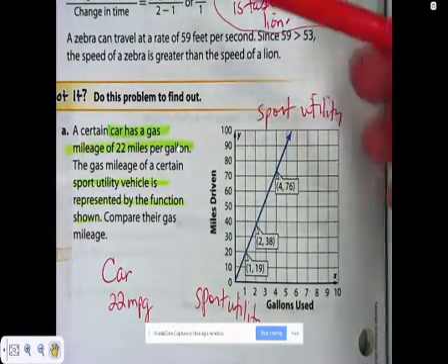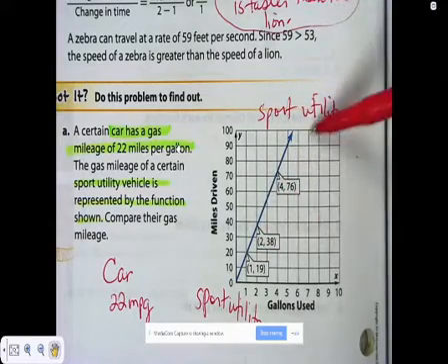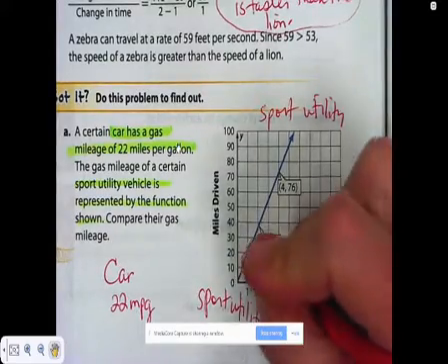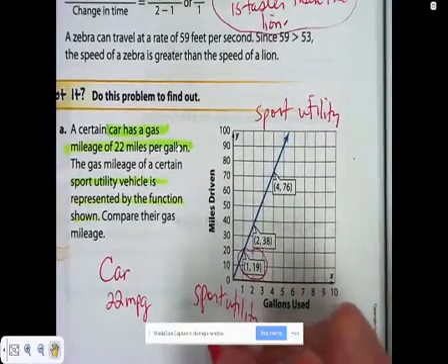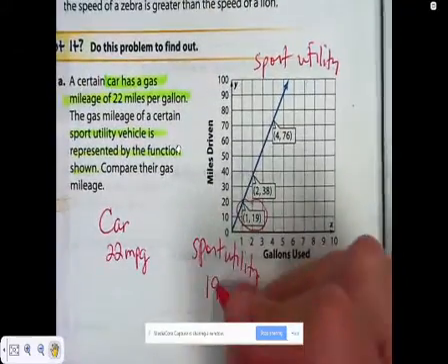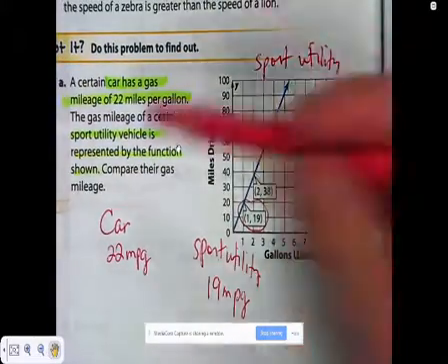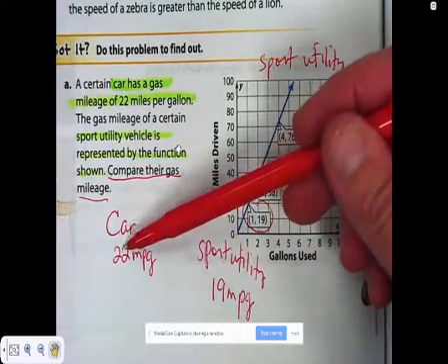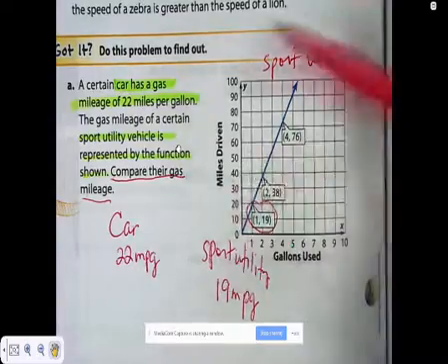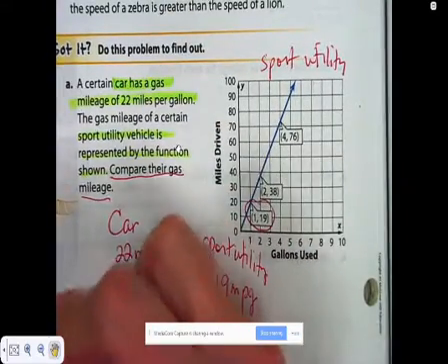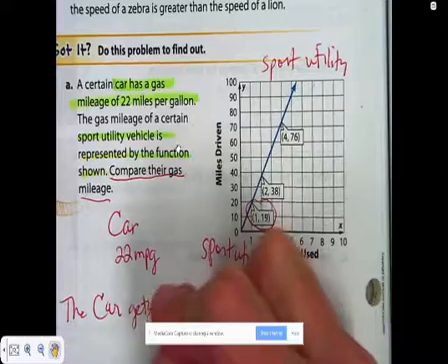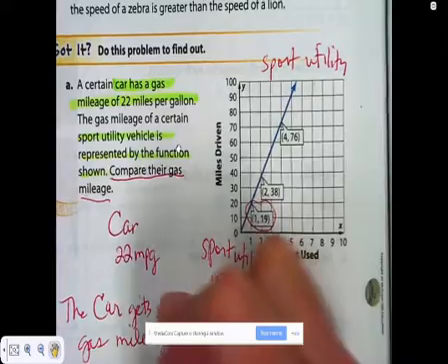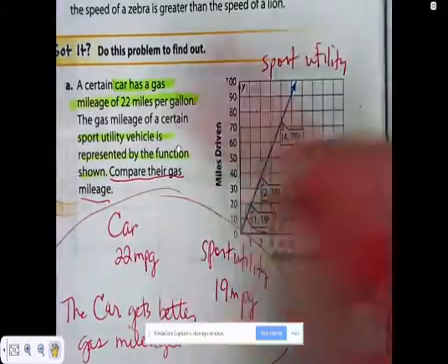So now let's figure out how many miles per gallon the sport utility vehicle gets. So if you take a look right here, 1 gallon, this tells you right here. So the sport utility vehicle gets 19 miles per gallon. Okay, it says compare their gas mileage. Well, since the car is more than the sport utility vehicle, the car gets better gas mileage. And then this would be my work.